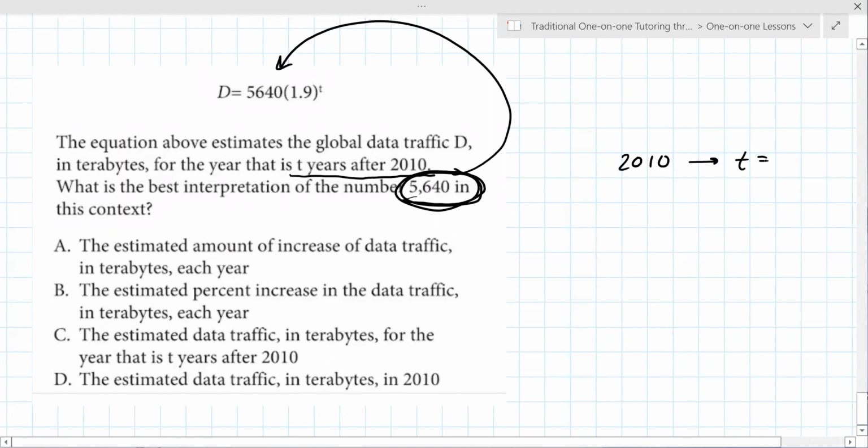I think it's zero. Yes, yes, yes. That's awesome. That's great. That's what it's supposed to be. So when you put zero in for t, anything to the zero power goes to one. So this is your initial value. This always represents your initial value. Of D. Yes.